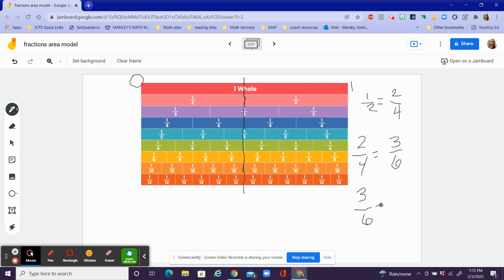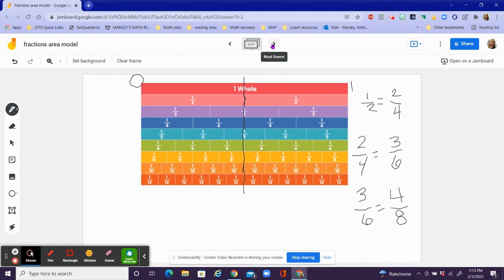It is equivalent to right here, which is my 4/8. Because these may look different when I write them as numbers, but the value and the distance is the same, because I'm still talking about the exact same amount of space, the same exact amount of distance. I just partitioned it differently.